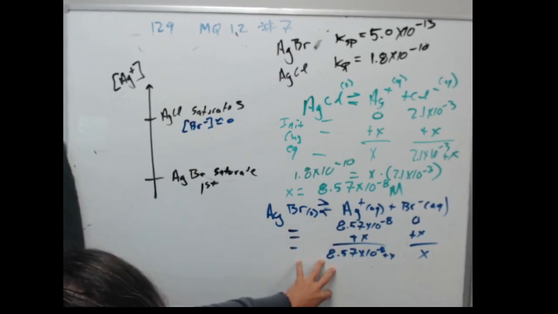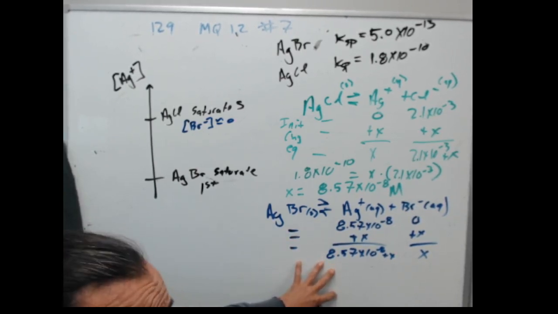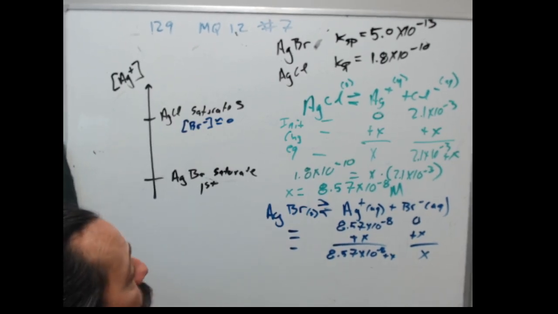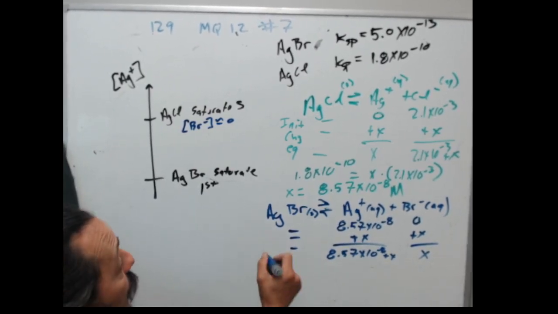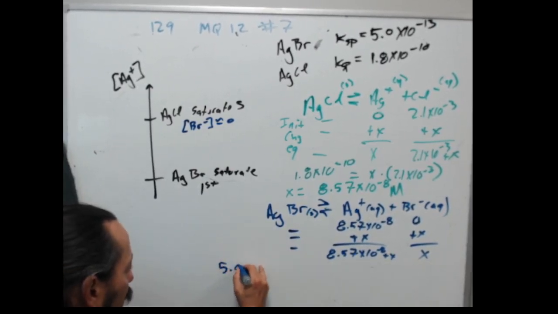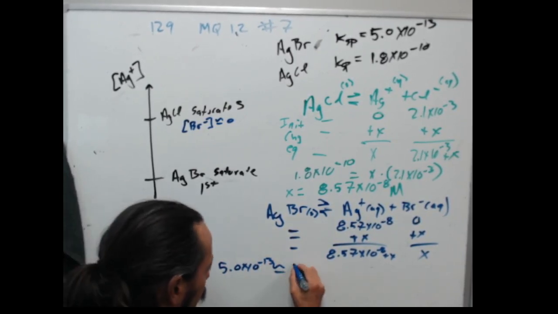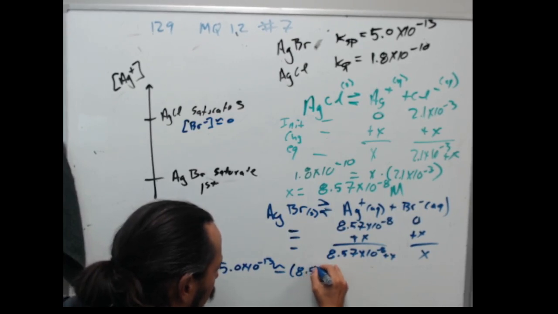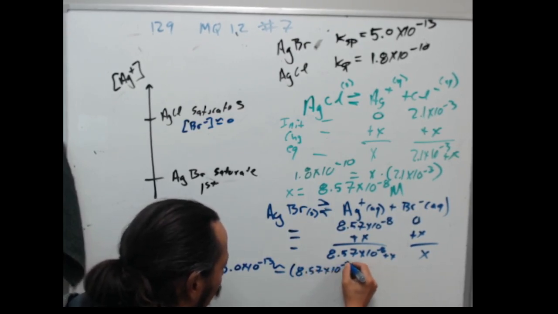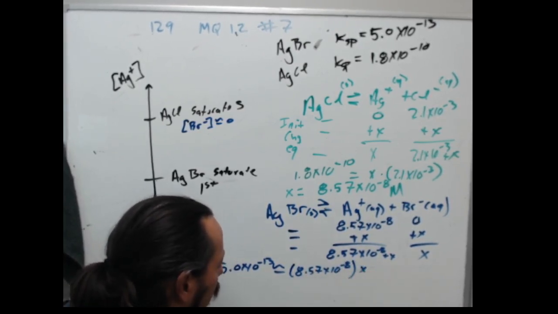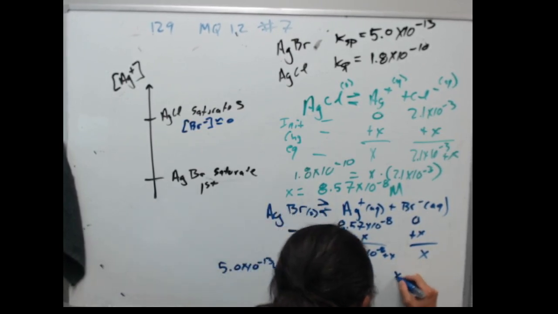I think it's not going to work. I think this is going to be a bad x is small. Let's see though. So I'm going to have 5.0 times 10 to the minus 13 is approximately equal to 8.57 times 10 to the minus 8 times x. Oh yeah, that's not going to work. I'm going to solve for my x.